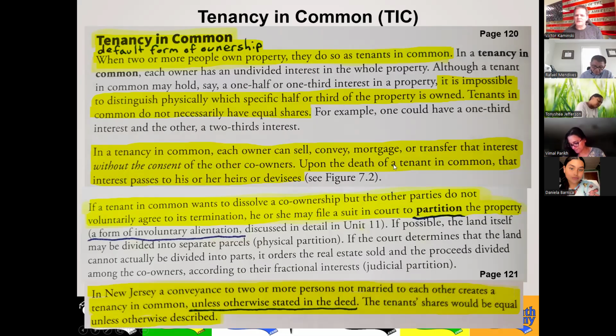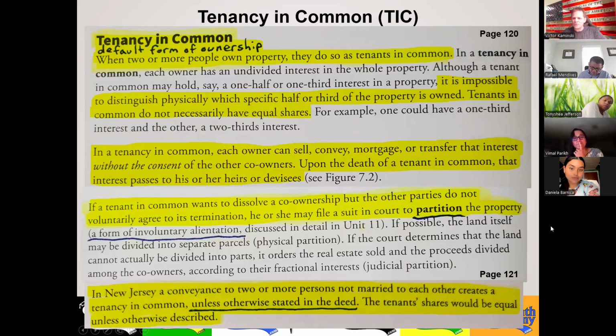In tenancy in common, each owner can sell their ownership shares on their own without the other's permission. So they could convey, mortgage, or transfer that interest without the consent of the other owners. And upon the death of one of the tenants in common, they can leave it in their will to their heirs or devisees.